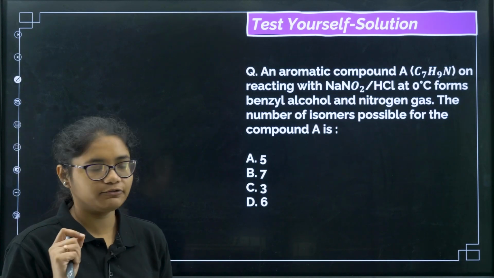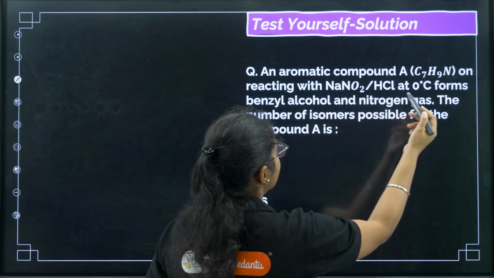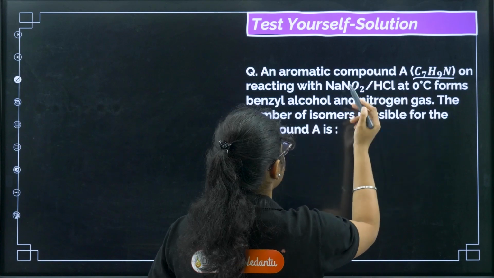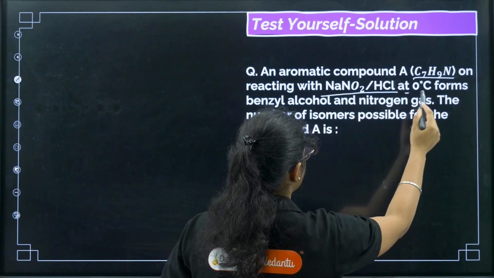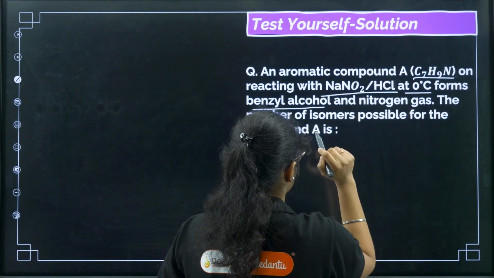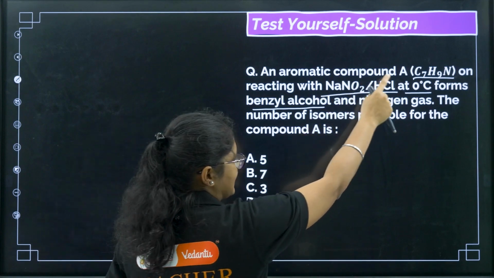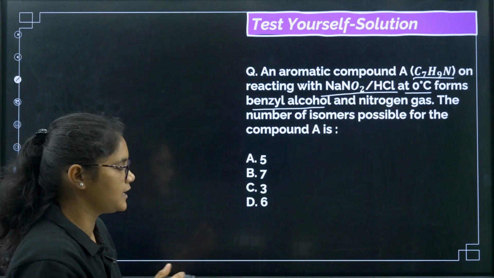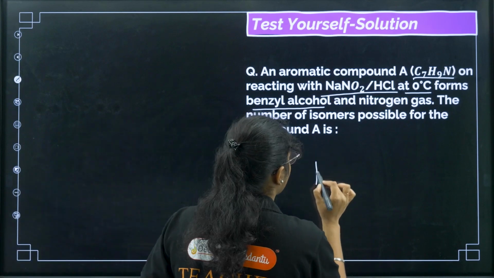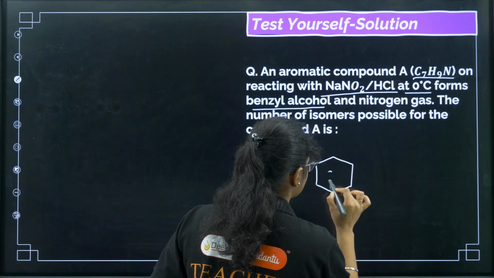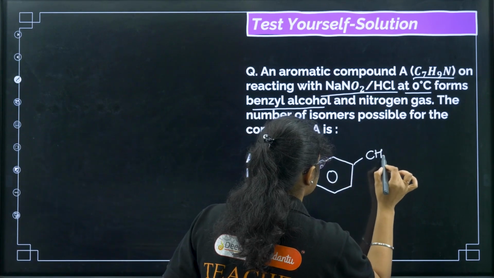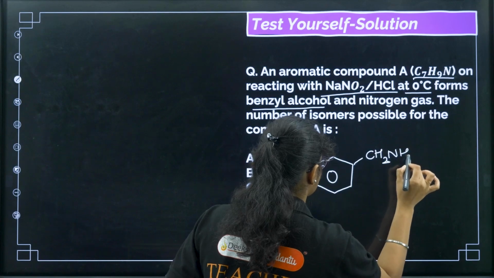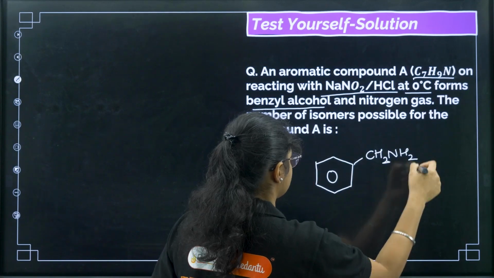If you see here, an aromatic compound A, C7H9N, on reacting with NaNO2 and HCl at 0 degrees Celsius forms benzyl alcohol. If you treat with nitrous acid and it gives benzyl alcohol, that means it must be a primary amine. So what must A be? The structure of A should be like this, C6H5CH2NH2, right? Now you have to tell the isomers of this one.